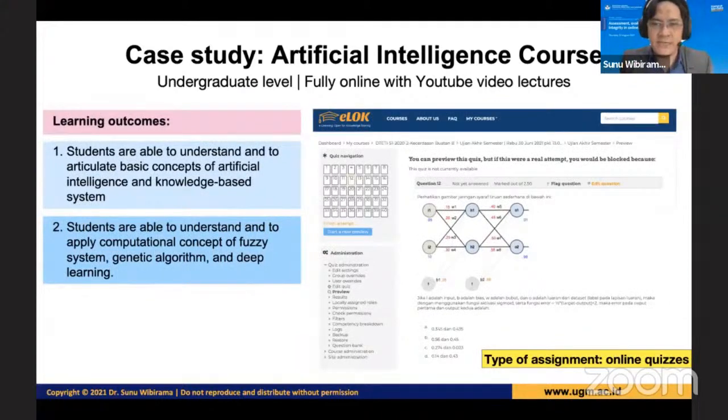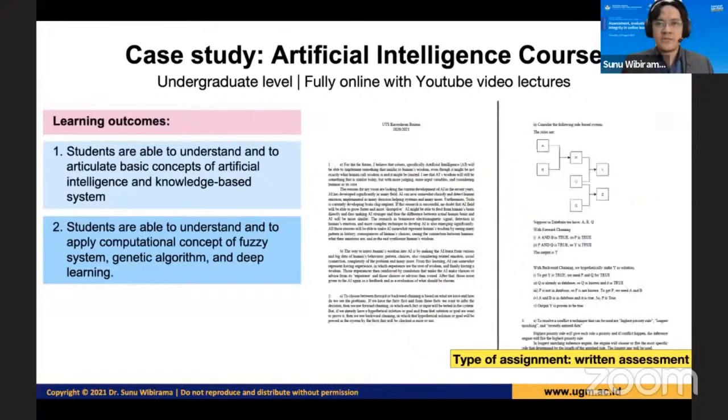As you may see here, we use our online learning platform. It's ELOC, based on Moodle. So we create an online quiz here. Not only one actually, but for the sake of simplicity, we only present one screen capture here, so the students can implement what they got in class, and then they try to choose one answer from multiple choices and answers.